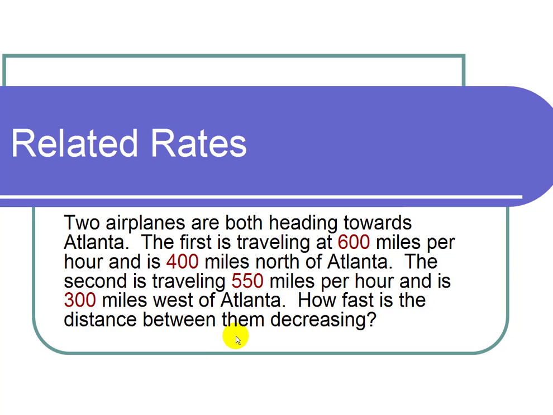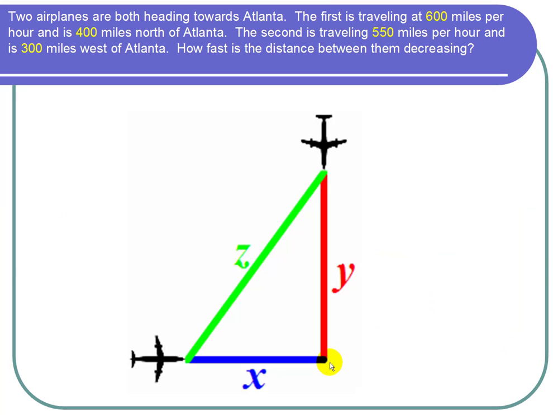So the first step is to sketch a picture. So we've got our two airplanes. Here's Atlanta right here. And the first plane is traveling 600 miles an hour and is 400 miles north of Atlanta. So here's the first plane. And the second plane is west of Atlanta.